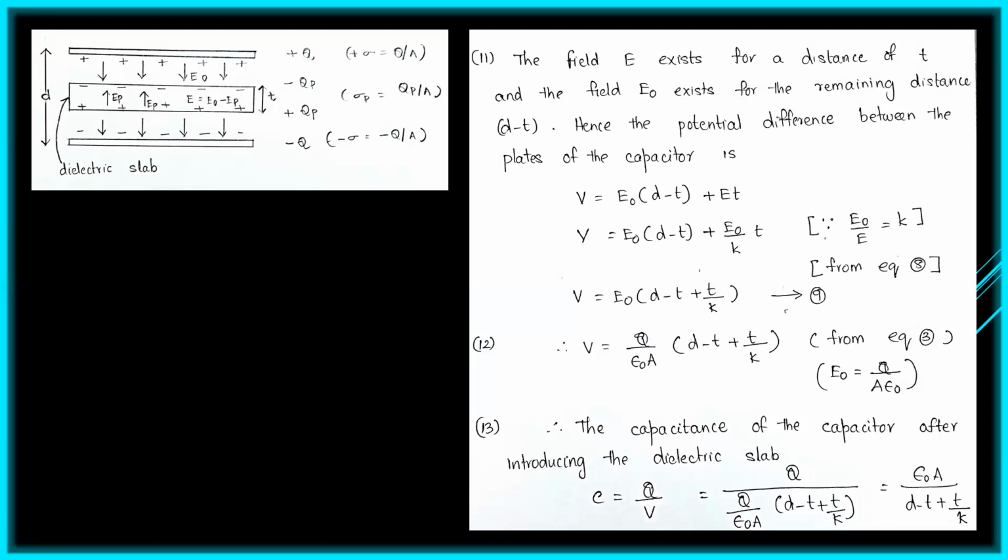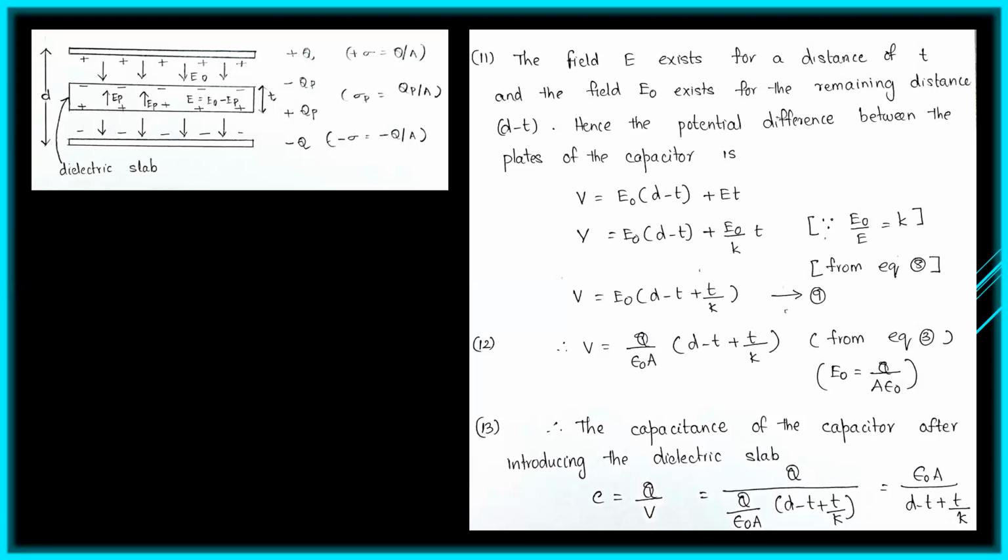Now we know the relationship between potential difference, electric field, and distance. We all know that E is equal to V by d. Therefore, V is equal to E into d. Potential is equal to electric field into distance. Now we have two electric fields. One is E naught, another is E. E naught is for a distance of d minus t, and E is for a distance of t.